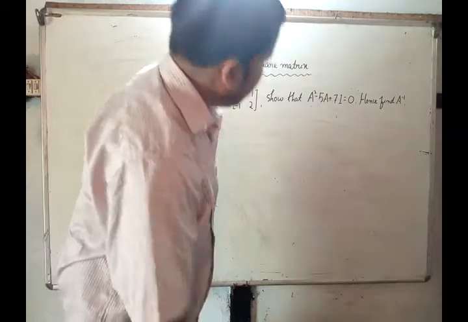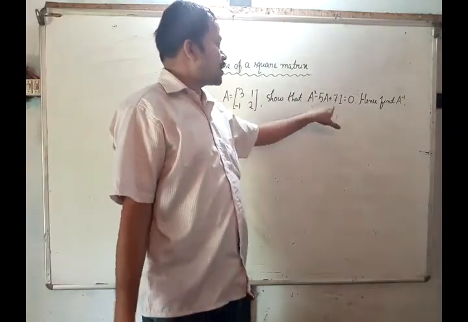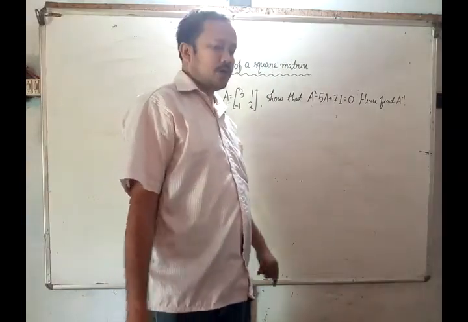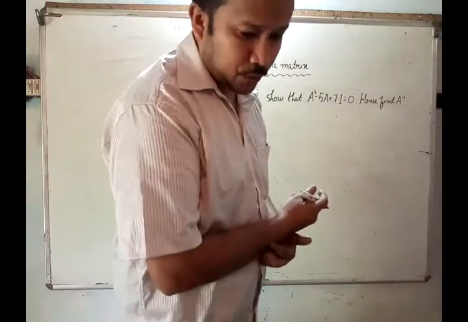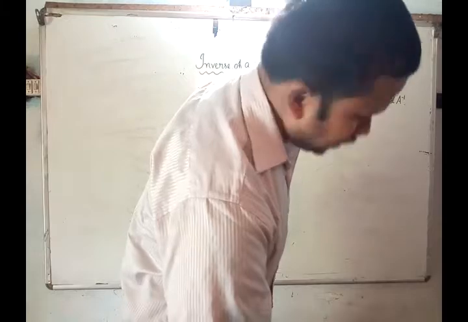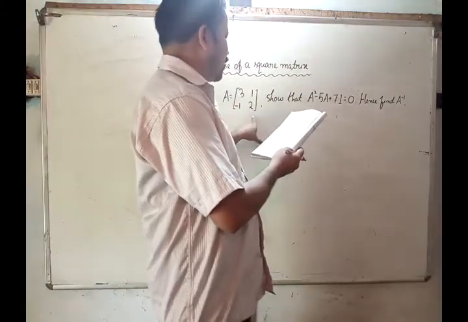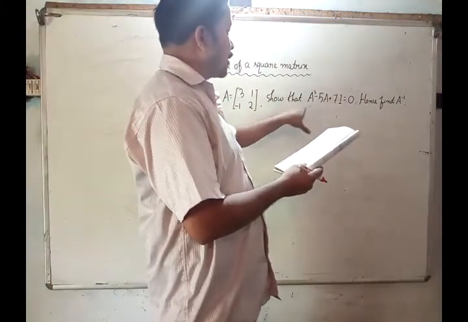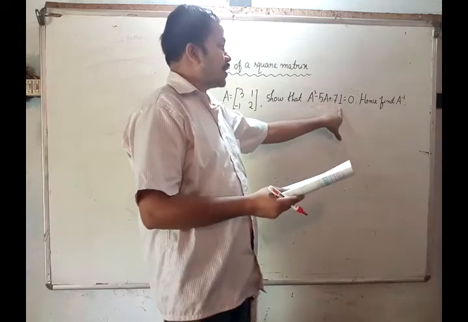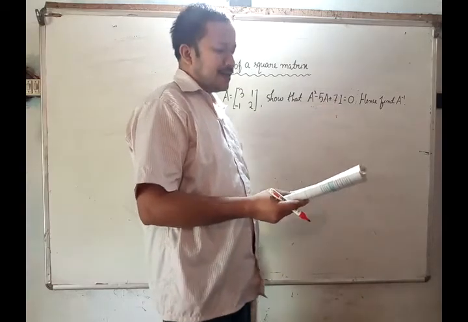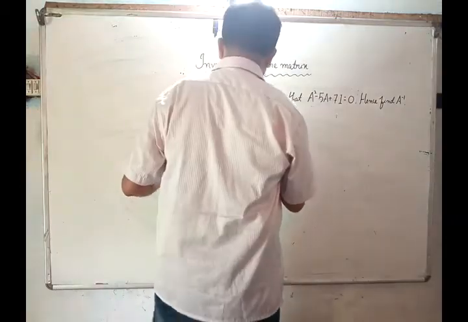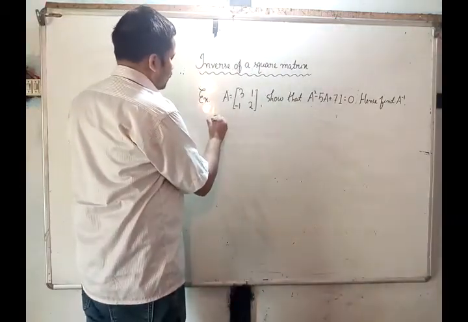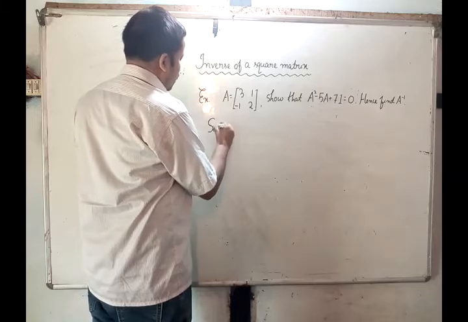First we prove that A squared minus 5A plus 7I equals 0, and then find A inverse. The problem: A equal to 3, 1, minus 1, 2. We have to show that A squared minus 5A plus 7I equals 0, and hence find A inverse. Solution: part by part we process.